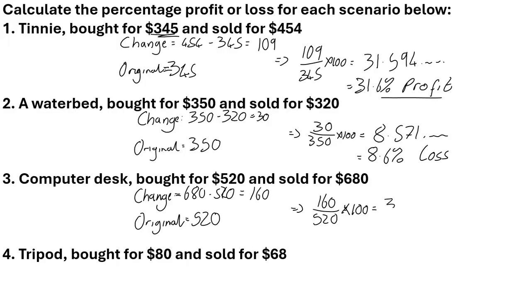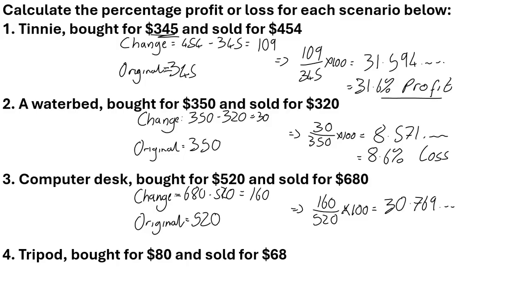When I do that, I get 30.769 and a whole spiel of stuff percent. And I'm then going to take that and I'm going to round it and I'm going to make it 30.8%. And I know in this case I've made a profit. So it's a 30.8% profit.